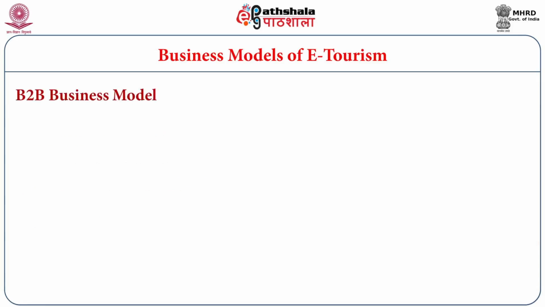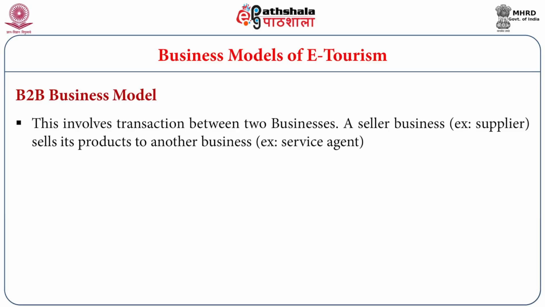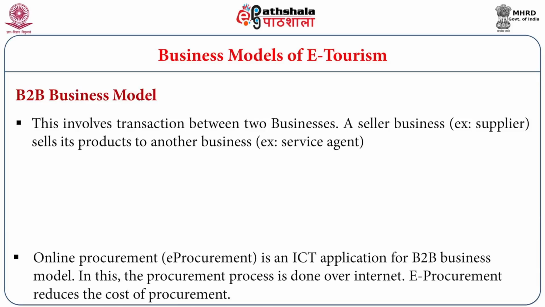B2B, the business to business model. In this, it involves transaction between two businesses. A seller business, usually a supplier, sells its products and services to another business called the service agent in the tourism industry. So online procurement or e-procurement is an ICT application for the B2B business model. In this, the procurement process is done over the internet. E-procurement reduces the cost of procurement and also it reduces the time in which the procurement is made.